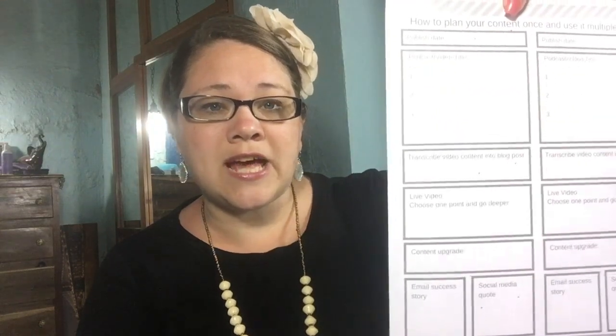I showed you last time we were together our content planning flow chart, and if you're listening by audio, this is a page that says at the top, how can your content be planned once and used multiple times? And we start out by talking about the topic and the content and creating one large piece of content around that topic. So this could be a video, it could be a blog post, that we're creating one large piece of content, usually with 3 to 5 points of information around it.